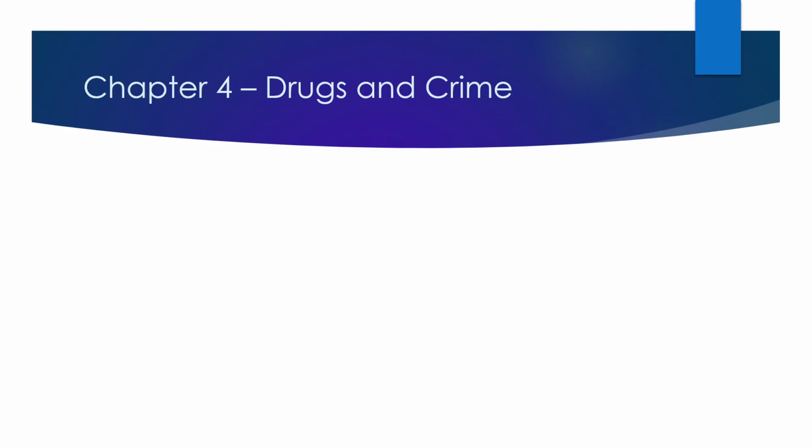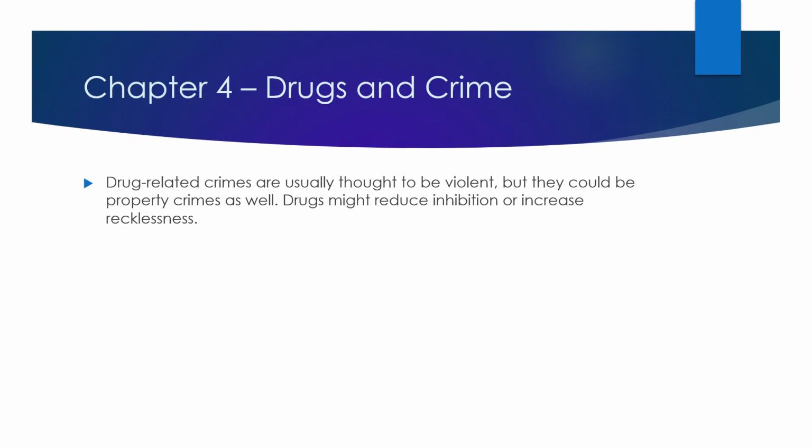Okay, that we've covered. So this is the follow-up points to those visuals that we just covered. Drug-related crimes, which is what we were talking about in those visuals, are usually thought to be violent, but they could be property crimes as well, and we've just gone over this. So this is a summary point here.